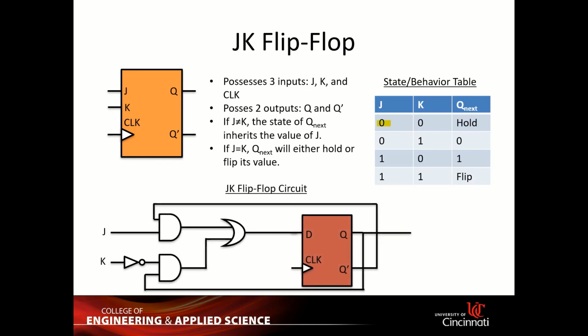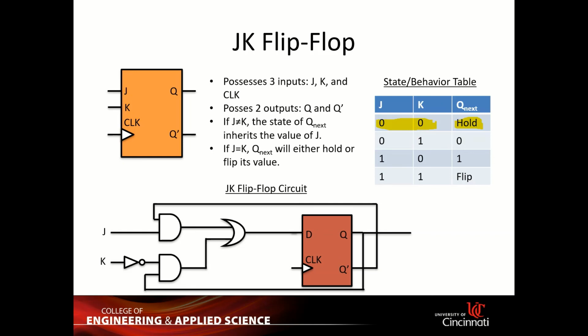So if J and K are both equal to 0, when the clock comes to trigger, the value of Q will hold the same. Can you imagine? If the previous state of Q is 1, for example, and now you change J and K to 0, 0, that means when the next clock cycle comes, the value of Q will be equal to 1 because it doesn't change, it holds.